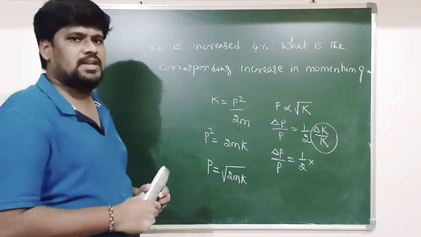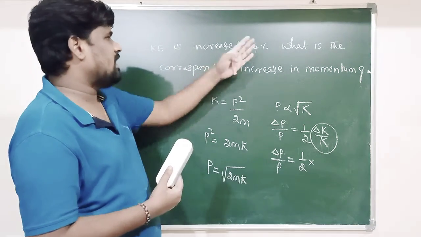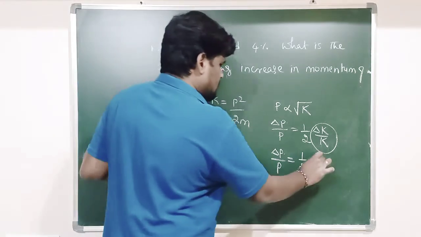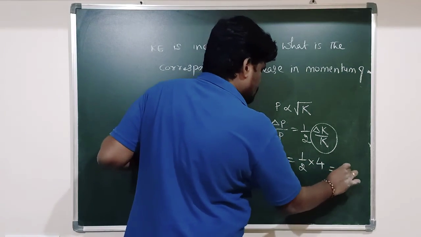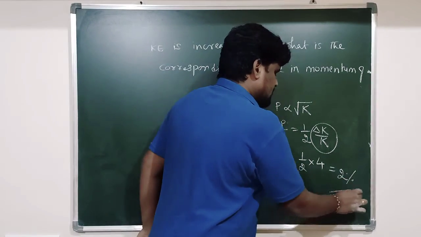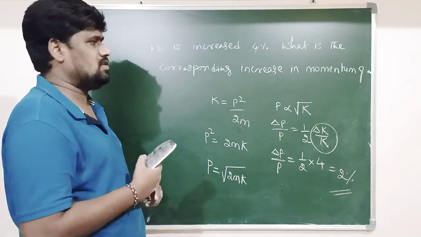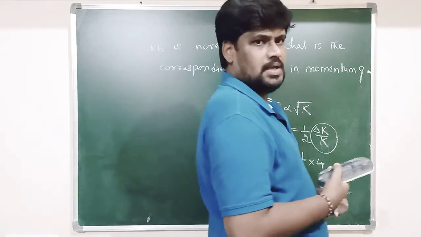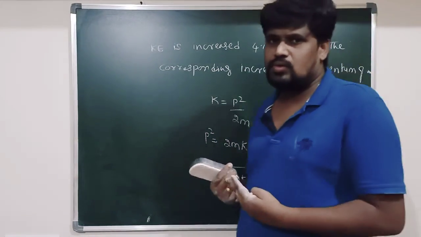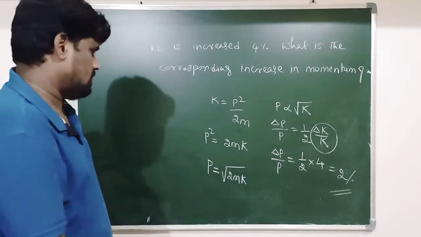Let us treat this delta k by k as the percentage change in what? Kinetic energy. What is the percentage change in the kinetic energy? Since it is 4, it should be what? 2. What is your answer? 2%. 2% is the corresponding increase or change in the value of what? The momentum. In this way the concept of error is used to estimate the kinetic energy as well as the momentum of a body.